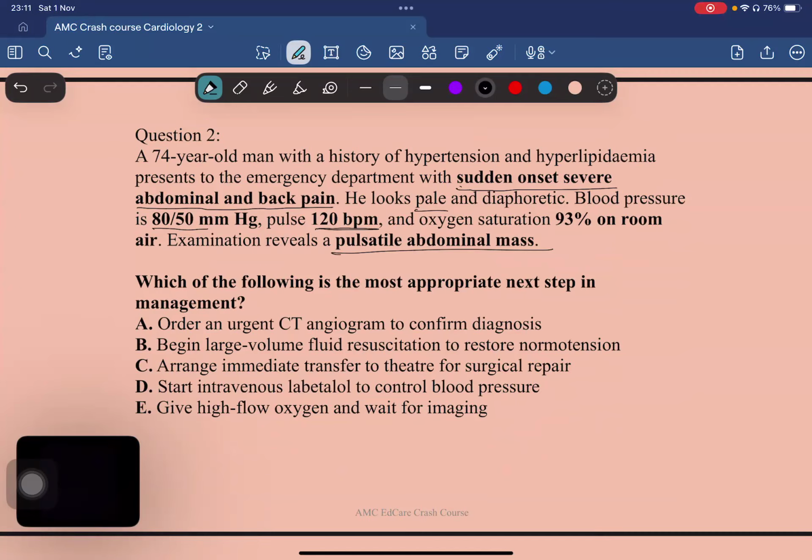So they're asking the most appropriate next step in management. Order an urgent CT angiogram to confirm the diagnosis. Begin large volume fluid resuscitation to restore normal tension. Arrange immediate transit to theatre for surgical repair. Start intravenous labetalol to control blood pressure. Give high flow oxygen and wait for imaging. What would the answer be? Just be mindful of all the details that are given in the questions, Tim. And what do you think the answer would be?